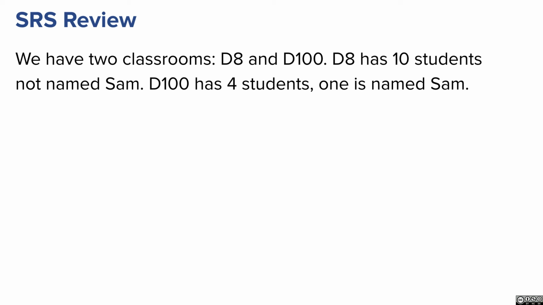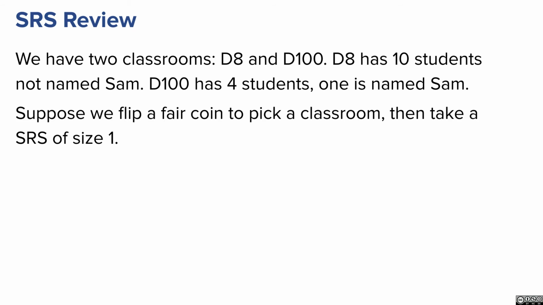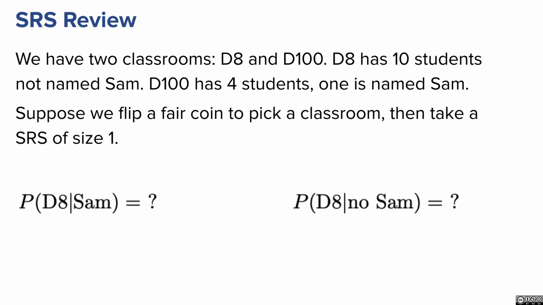So we have 2 classrooms. One is called D8, and one is called D100. D8 has 10 students, none of whom are named Sam. D100 has 4 students, one of the students is named Sam. Suppose we do the following. We flip a fair coin to pick a classroom, so we either pick D8 or D100, and then we take a simple random sample of size 1. What's the probability of picking D8 given that Sam was in my sample? And what's the probability of picking D8 given that my sample did not contain Sam?